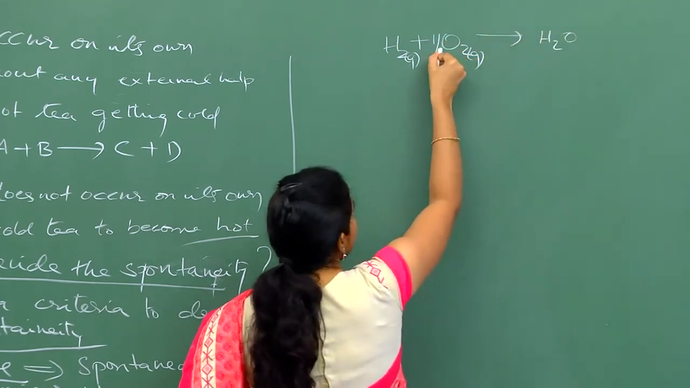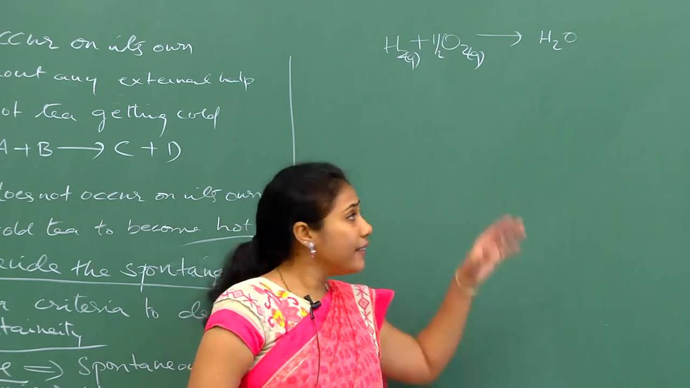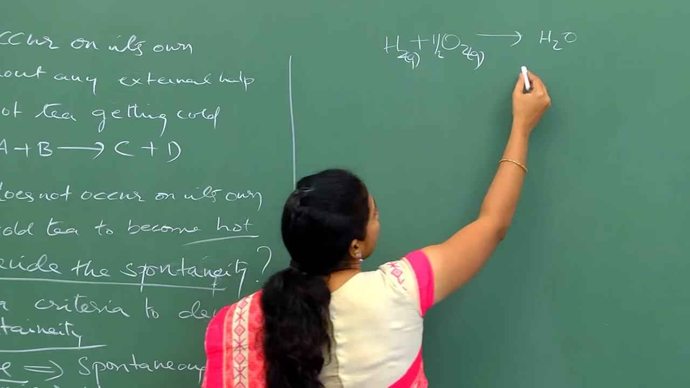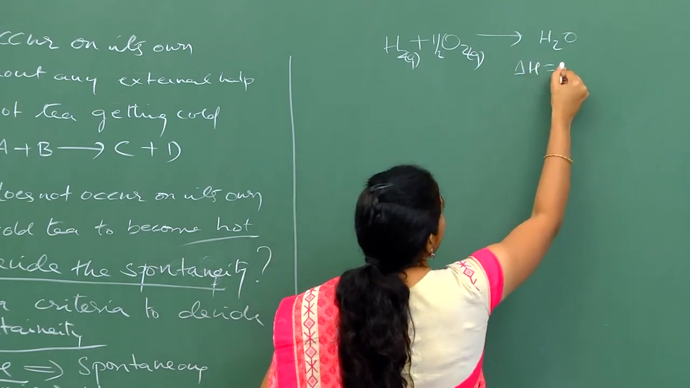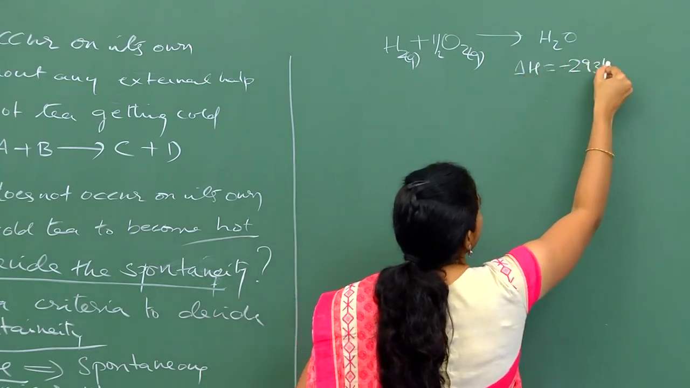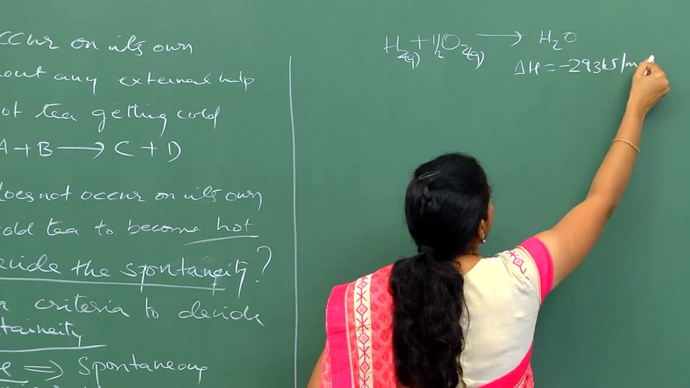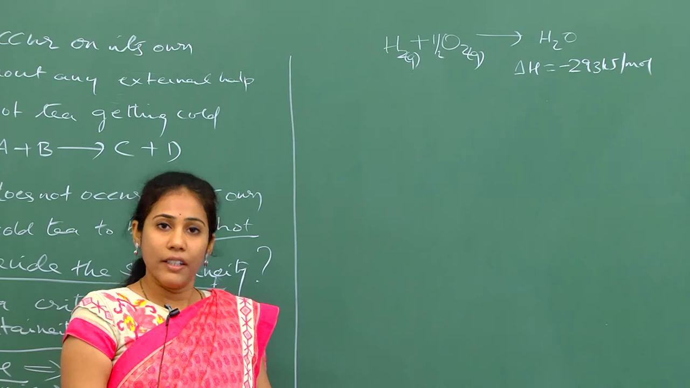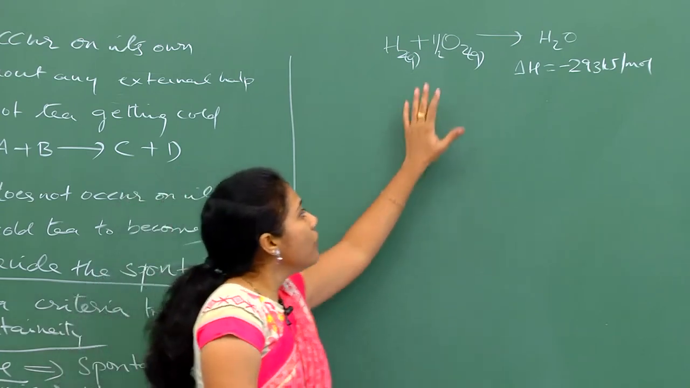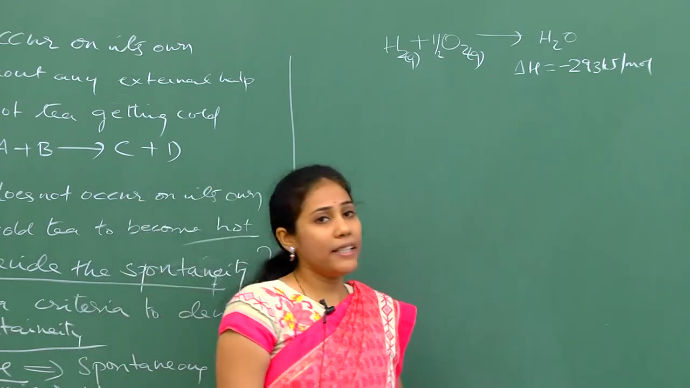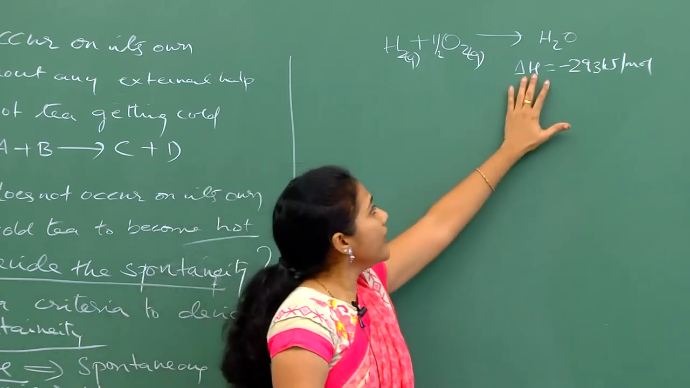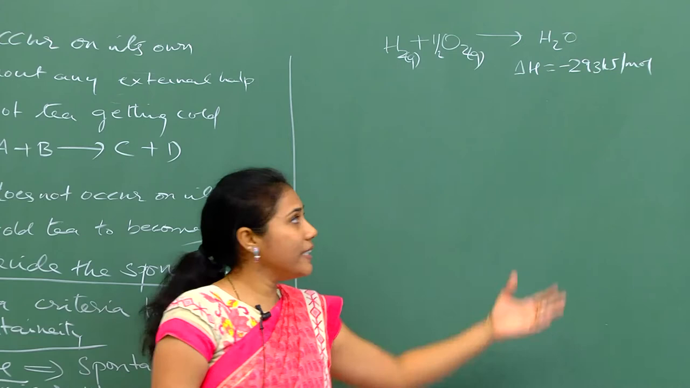Okay, how do you balance this? Half O2. And can you remember the enthalpy of this reaction? Here the enthalpy is minus 293 kilojoule per mole. Okay, can you tell me whether this reaction is spontaneous or not? Definitely spontaneous. Why? Because it is an exothermic reaction. How do you say that it is an exothermic reaction? Looking at the value of delta H, minus is there.